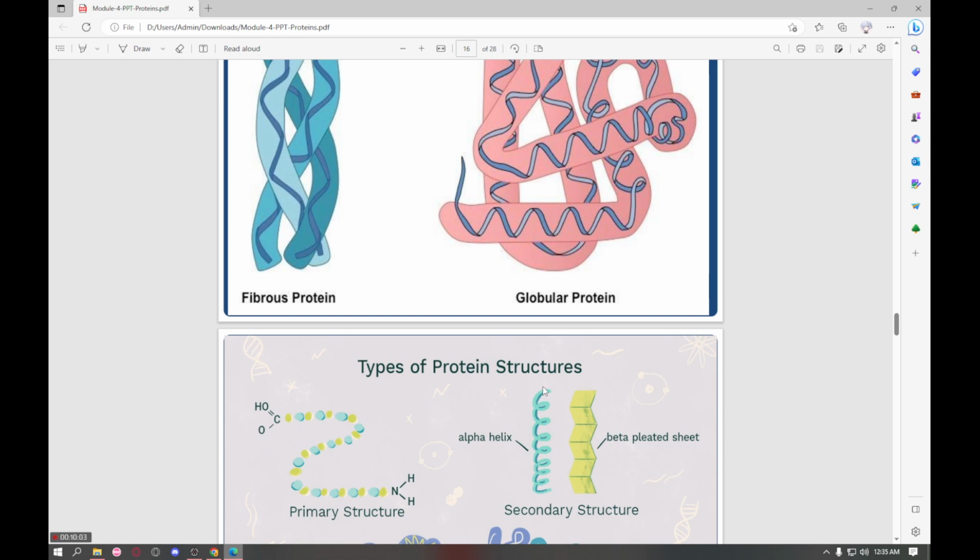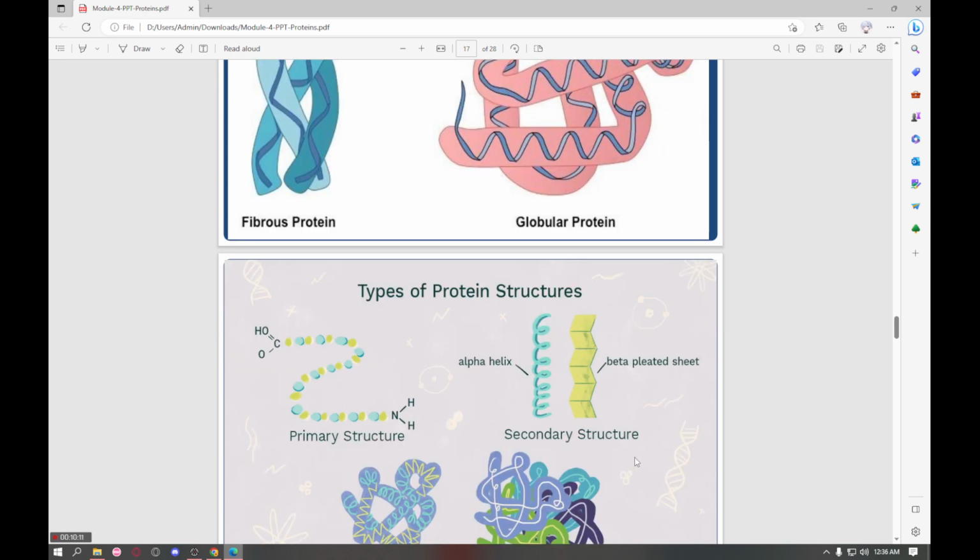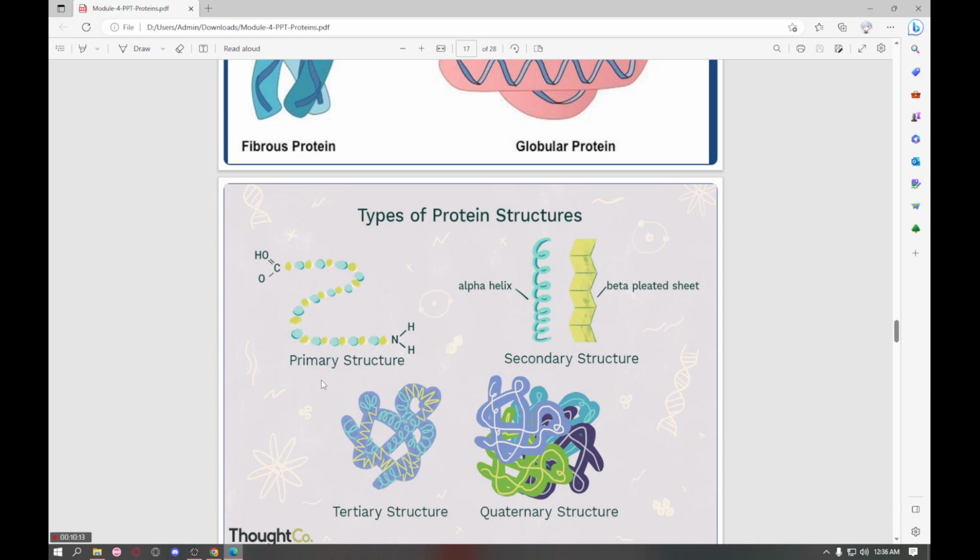So there are four types of protein structure. If you notice, the fibrous and the globular are present in your types of protein. The first one here is the primary structure. This is linear. And then your secondary structure is made of alpha helix, which is coiled, and then the beta pleated sheet. Okay, so it is produced from polypeptide chains.